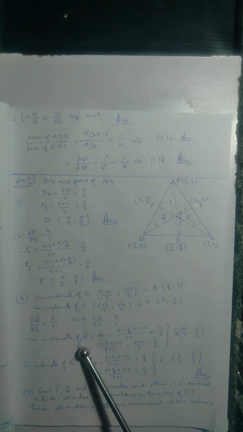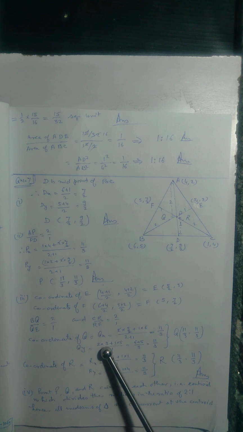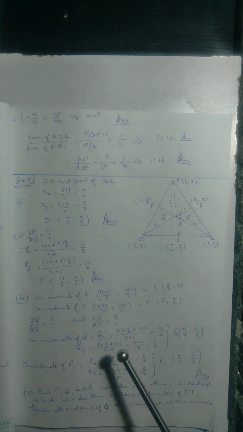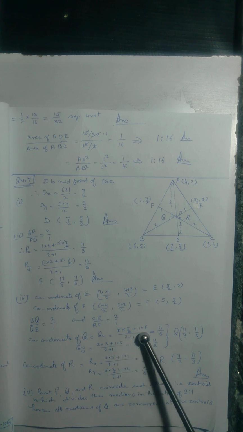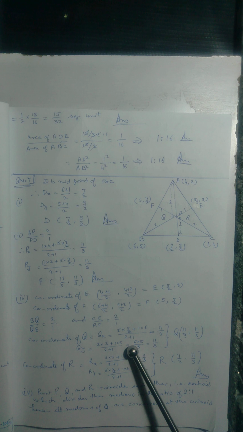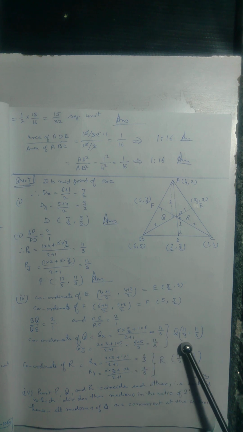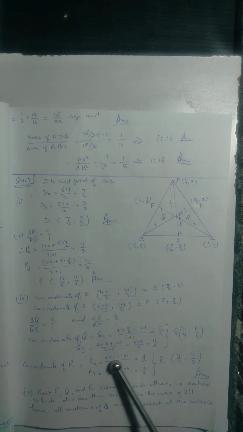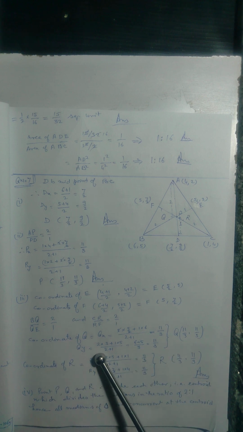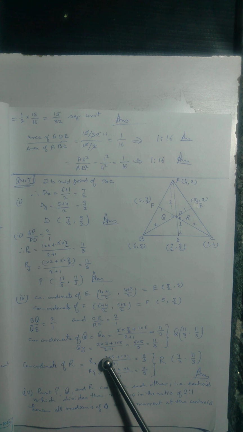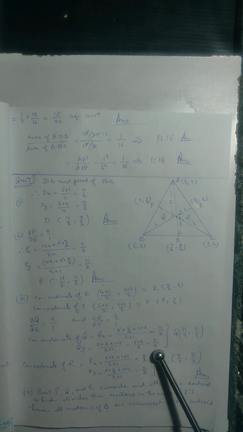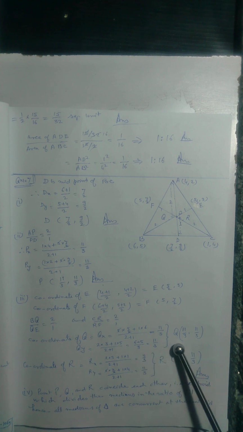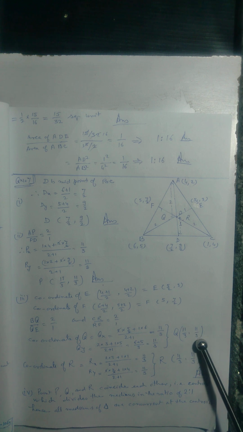So the coordinate of the point Q can also be determined with the help of B and E. That will be equal to (2 into 5/2 plus 1 into 6) divided by (2 plus 1), that is 11/3. So Qx is equal to 11/3. You see here Qy, that is (2 into 3 plus 1 into 5) whole upon (2 plus 1), that will be equal to 11/3. So the coordinate of Q is also 11/3 and 11/3.